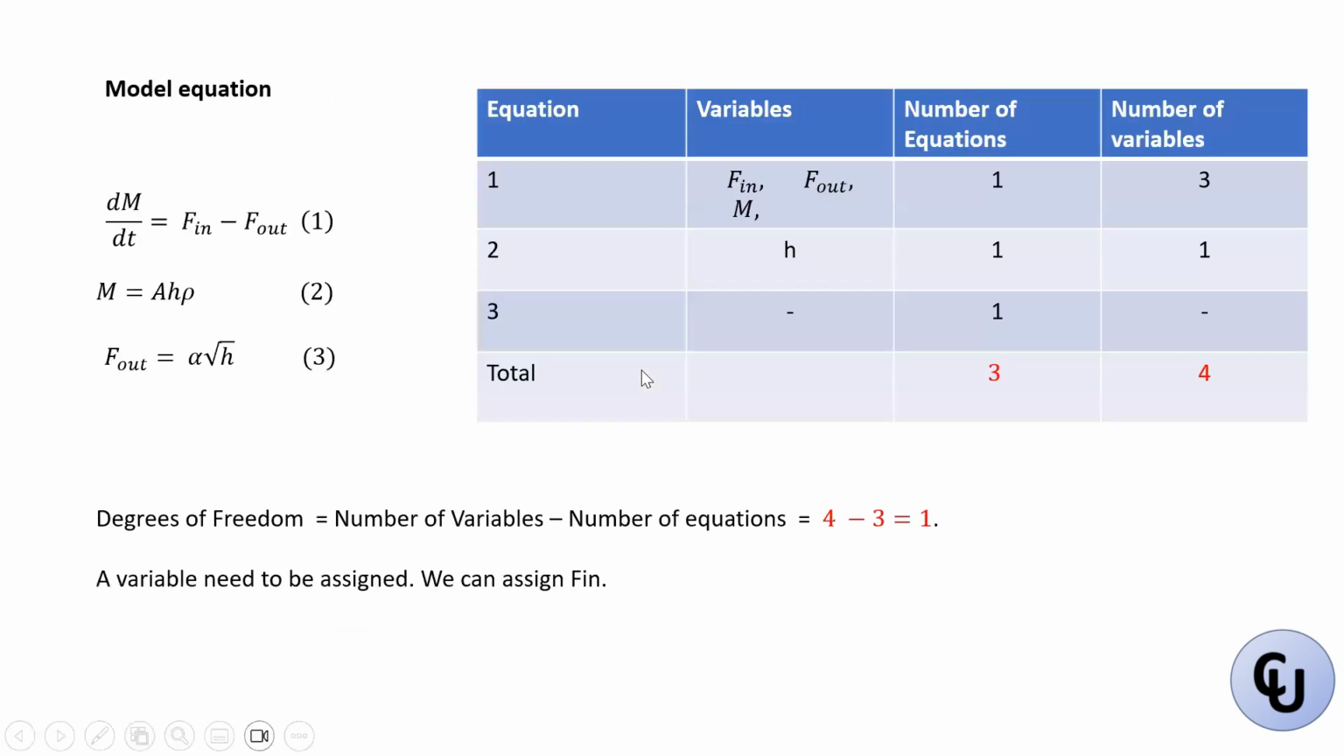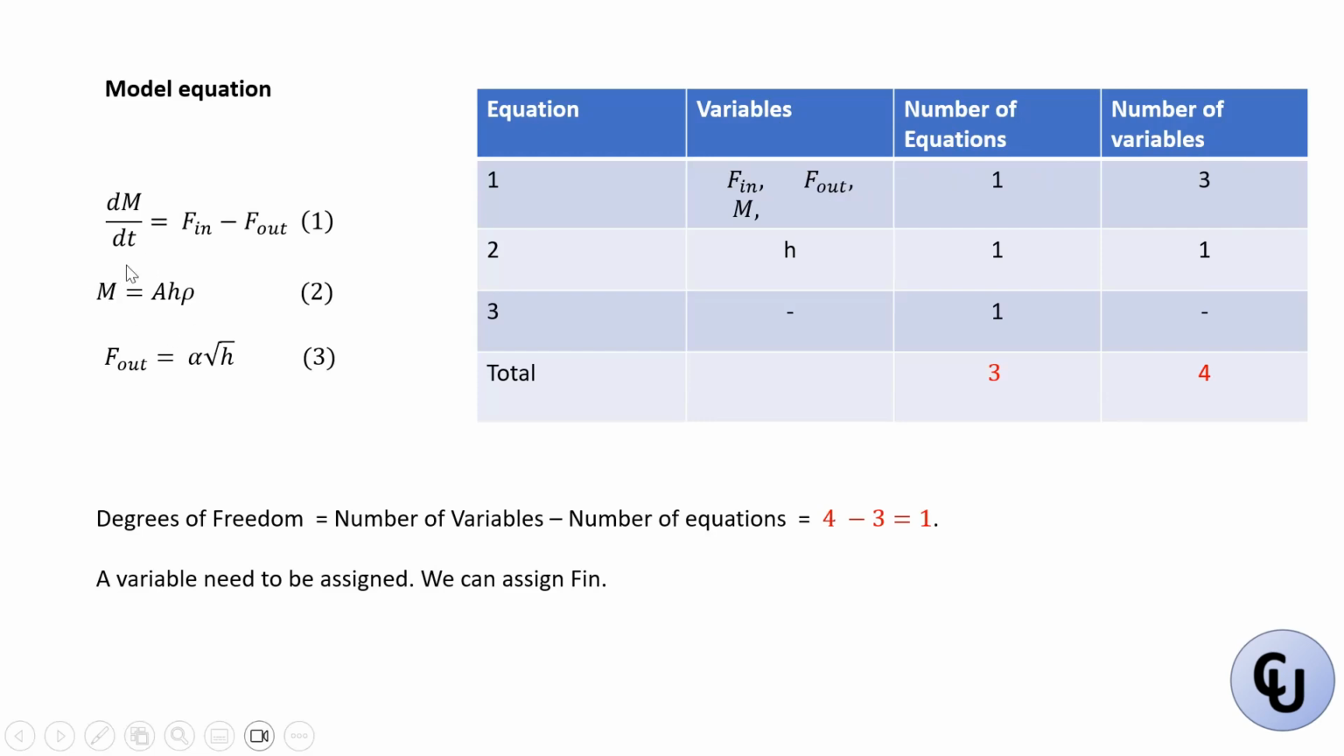So to solve this problem, we perform a degrees of freedom analysis, by counting the number of equations that we have and the number of variables, to see if we need specifications to be able to solve the problem. Now for the first equation, equation 1, if we count the variables that are involved, we have F in, F out, and M, so 3 variables. And you can have them here. Number of variables, 3; number of equations, just one equation.